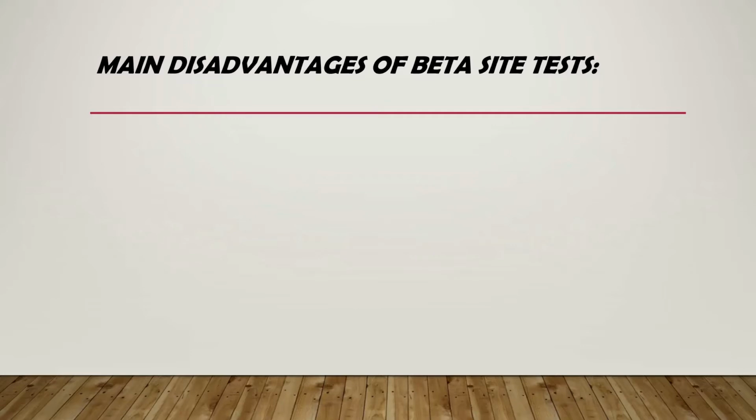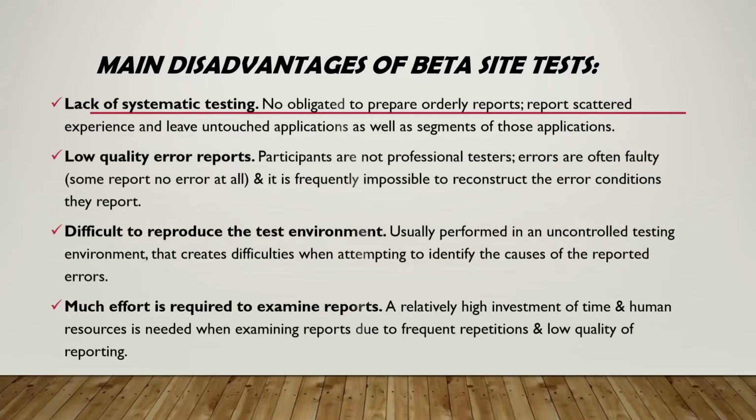Main disadvantages of beta site tests. Lack of systematic testing. Participants are not obligated to prepare orderly reports. Reports gathered reflect experience, and leave untouched some applications as well as segments of those applications.